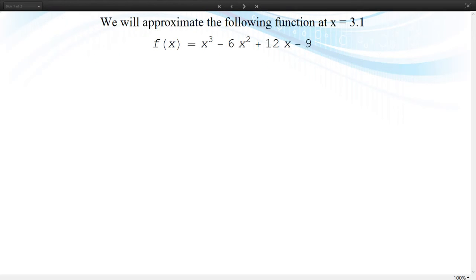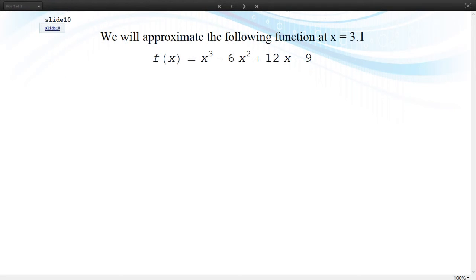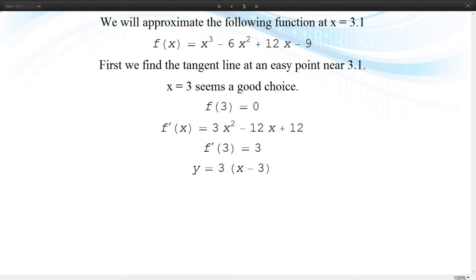So we're going to try this on this function. A little more complicated than the x squared example we had, but this is very typical for a linear approximation problem. So we're going to find the approximate value of this function at 3.1. The first step will be to find the tangent line at some point near 3.1 that's pretty easy to evaluate. And x equals 3 seems a pretty good choice.